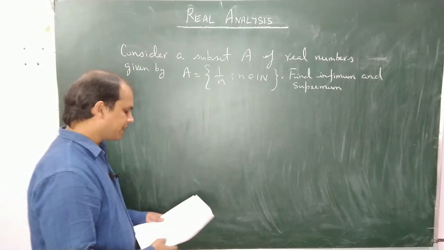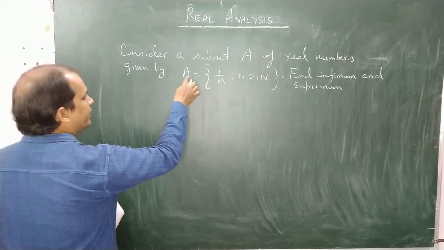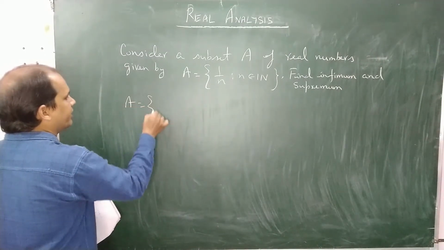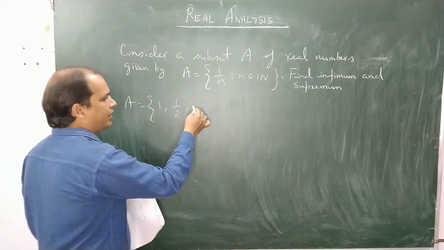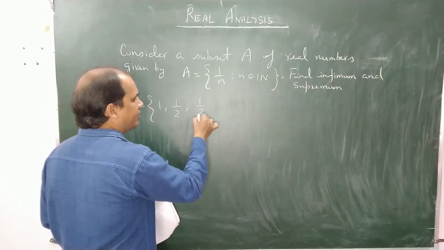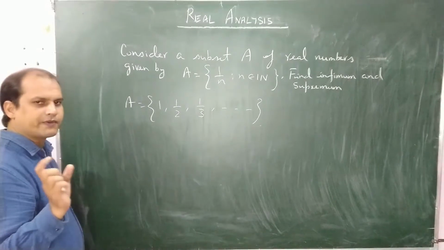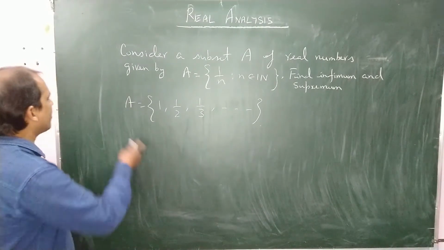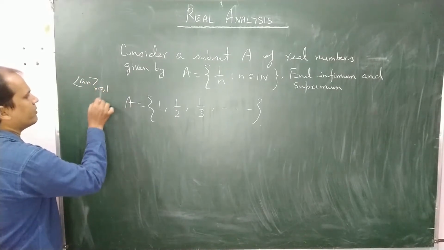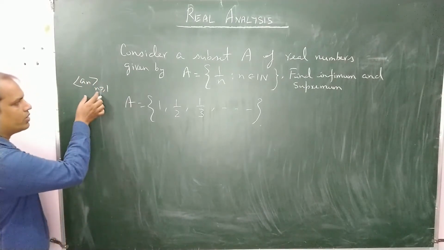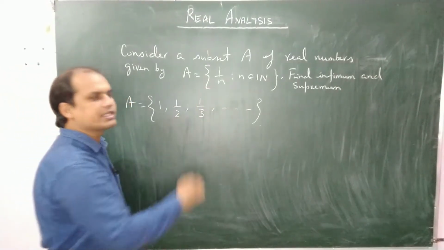Let me write this: if I put n equal to 1 here, then A can be written as 1. For n equal to 2, the element will be 1/2. For n equal to 3, the next element is 1/3, and so on. So this is the set given. There is a difference between the notation of a set and a sequence. For a sequence, we denote it by a_n for n greater than or equal to 1, where n belongs to the natural numbers. This is the notation basically used for a sequence, but here I am trying to find the infimum of this set.